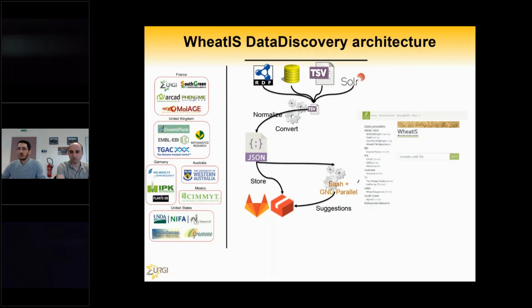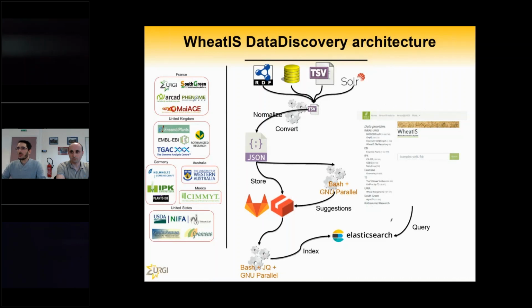The next step is to index this JSON data. For this, we still use Bash, GNU parallel, and jq. jq is a JSON processor usable in command line. So we are transforming the JSON stored on GitLab for being harvested into a search engine, here Elasticsearch. Elasticsearch is used as the backend, the data store for the WheatIS web application.